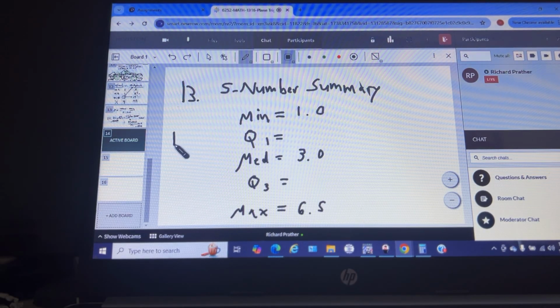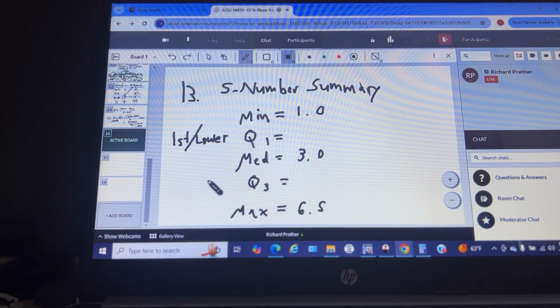Q1's called the first or the lower quartile. Quartile. See, it's like the 25th percentile is what it actually is. The third or upper quartile is the 75th percentile.